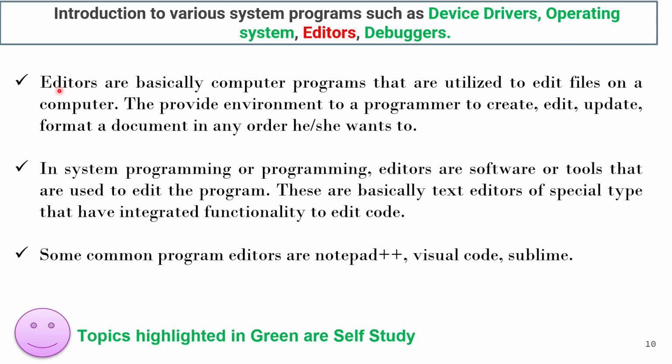Let us understand what are editors. Editors are basically computer programs that are utilized to edit files on a computer. They provide an environment to a programmer to create, edit, update, format a document in any order. In system programming or any other sort of programming, editors are softwares or tools that are used to edit the program. These are basically text editors of a special type that have integrated functionality to edit code. Some common program editors are Notepad++, Visual Studio Code, and Sublime.